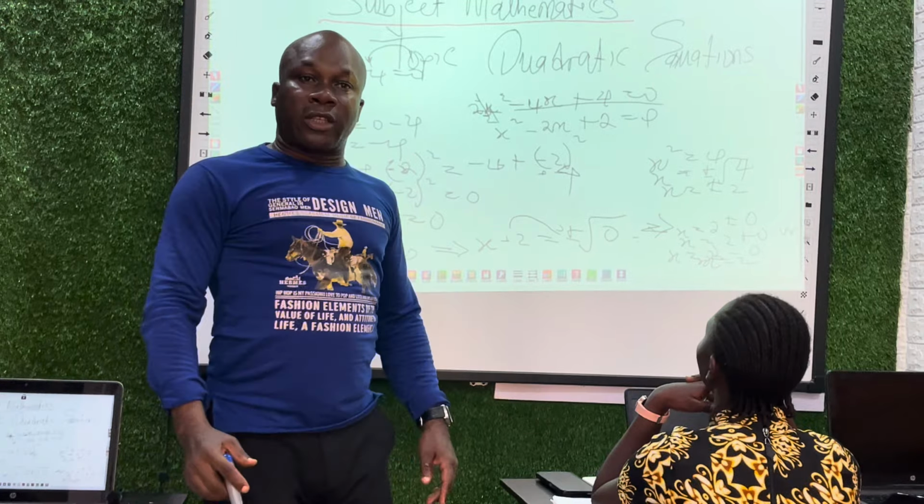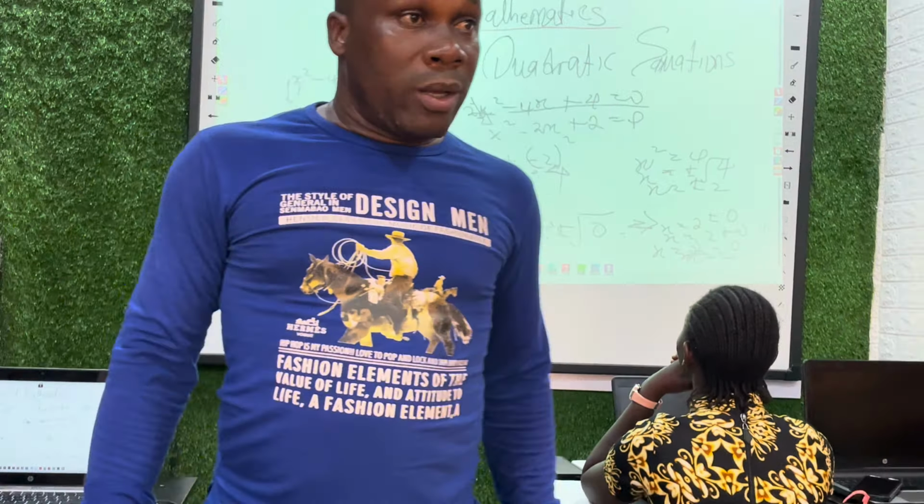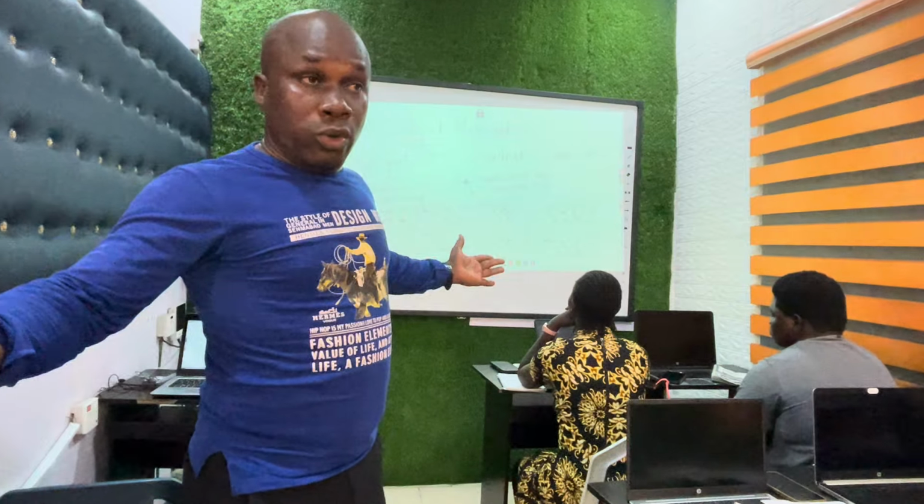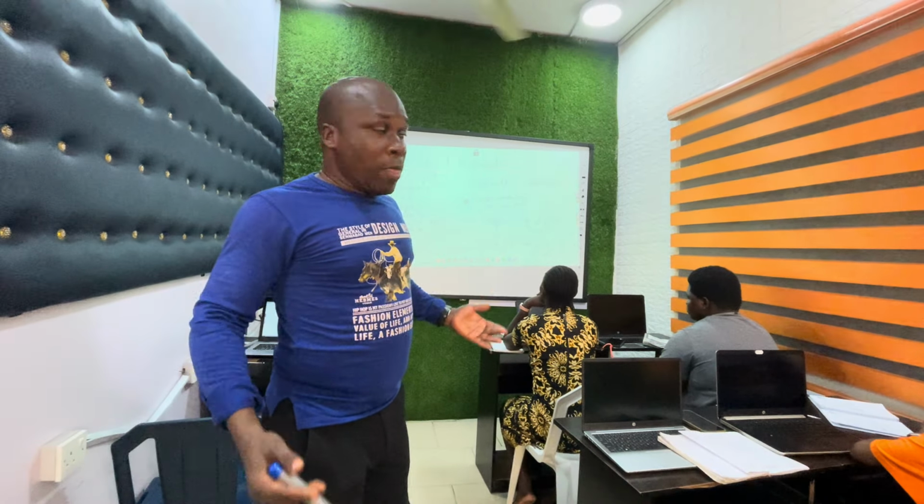Are we not arriving at the same answer? Yes, sir. Is it okay? Do you understand? We arrive at the same answer. Any of the 4 methods you use, you get the same answer, which is 2. So this particular method is called completing what?